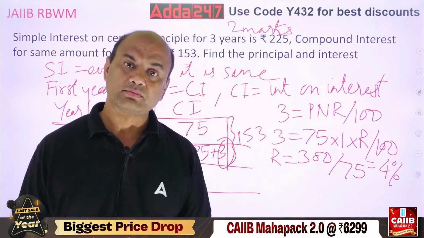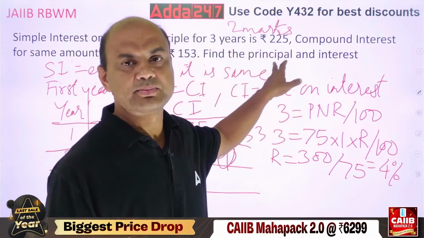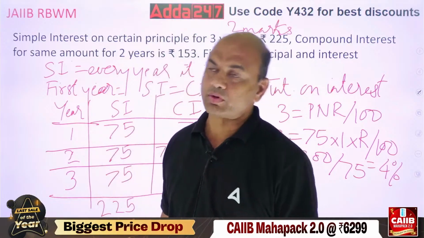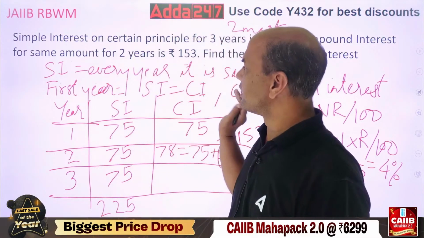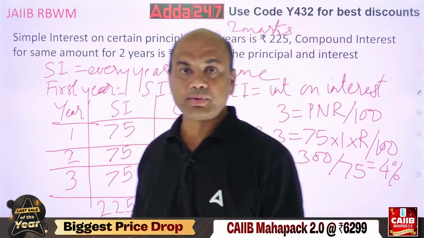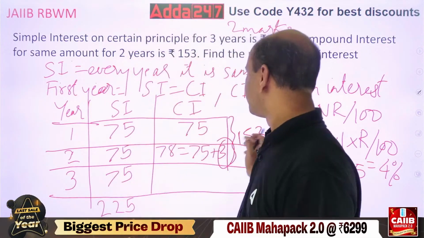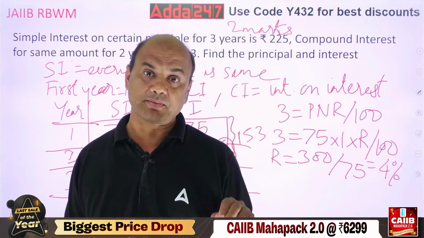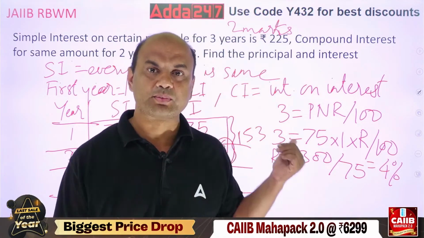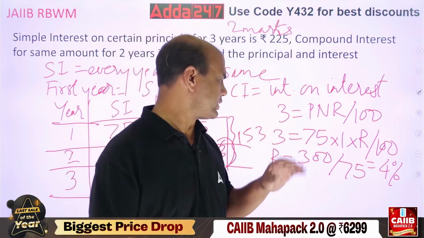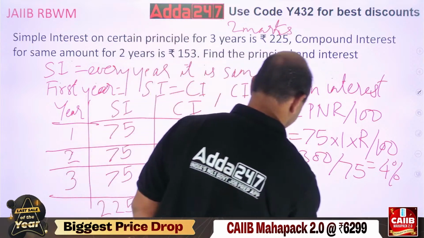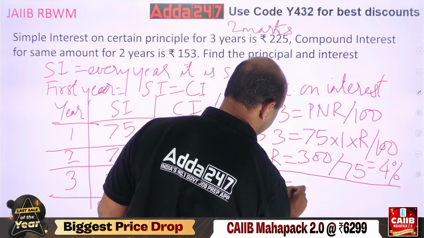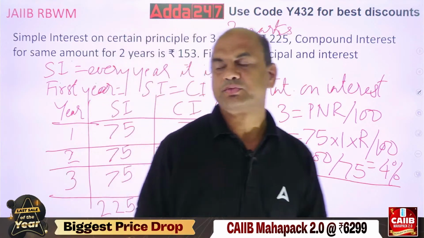What about P now? You want two answers, principal and interest. How to find out P then? For finding out P, use the same formula again, but this time use interest as 75 rupees. Now you look at it. Suppose I write it like this, 75 equals to PNR upon 100. What is this 75? This 75 is the interest for the first year.